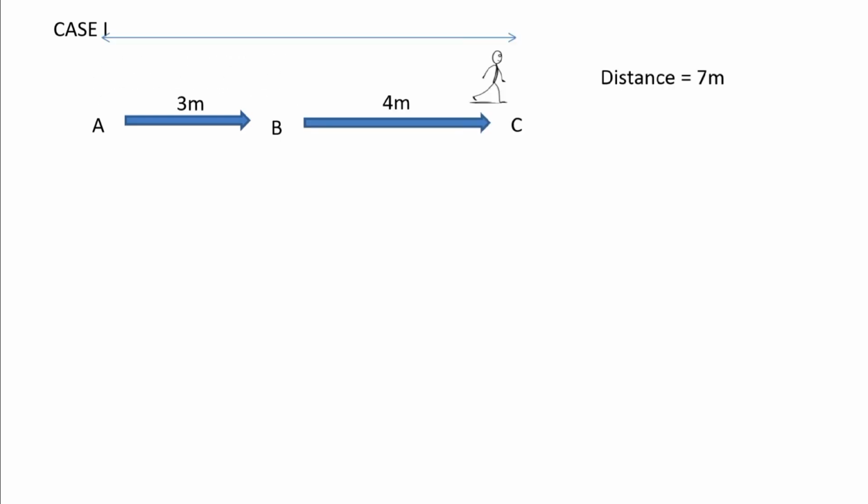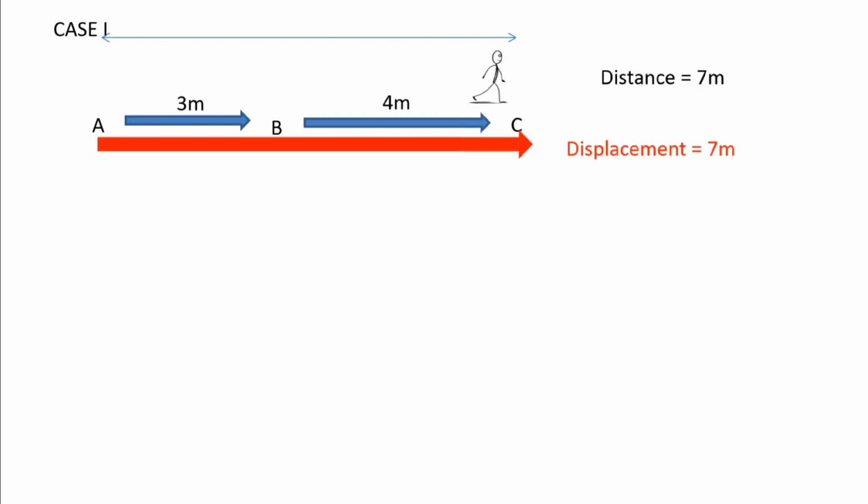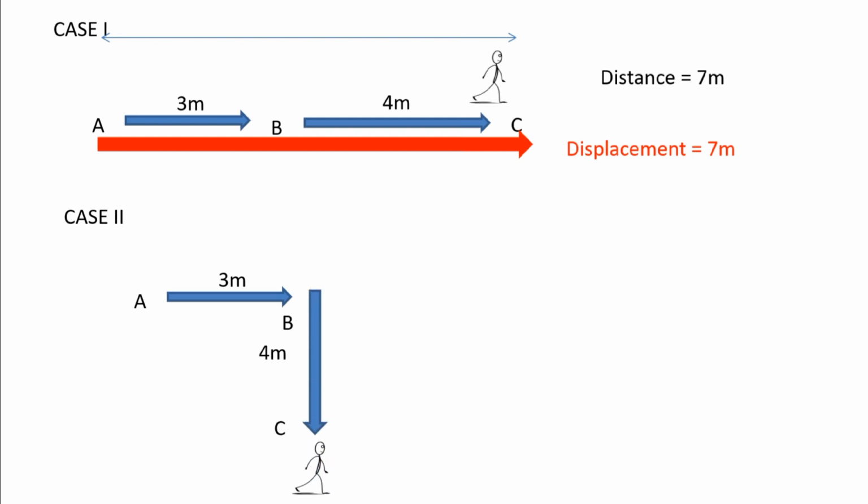Let us consider the same example where a person is moving from A to B for 3 meter and B to C for 4 meter, so the distance traveled is 7 meter. In this case, the person is moving along a straight line, so the displacement is also 7 meter. Let us take the second case, where the person starts moving from A to B for 3 meter, takes a turn of 90 degrees and starts moving towards C for 4 meter. The distance traveled is 7 meter. But in this case, we know that displacement is the shortest length between the initial and final position.